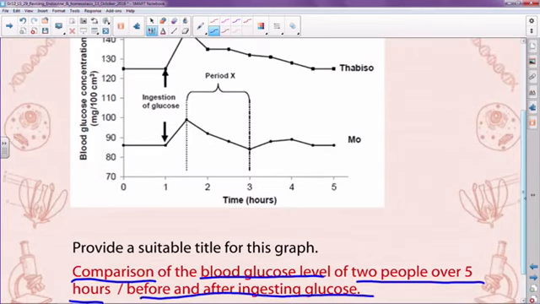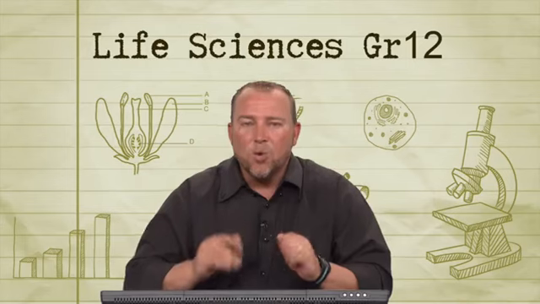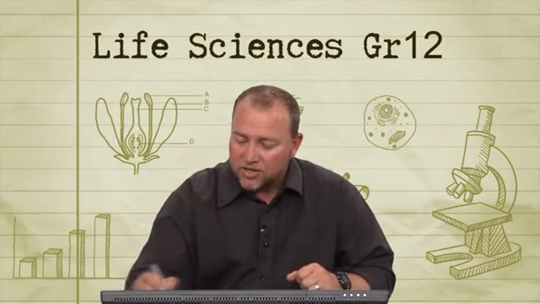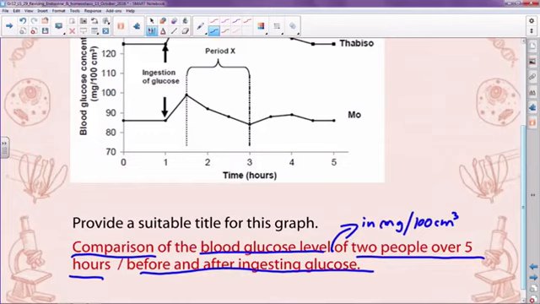The part that I'm missing here, it says the comparison of blood glucose levels, and over here, you need to put in milligrams per 100 centimeters cube of 2 people. Okay, I left it out for a reason. One thing that you guys always forget is to explain or show exactly what we're measuring. Okay, if you have a look at this, we're showing milligrams per 100 centimeters cubed, and we're showing hours.